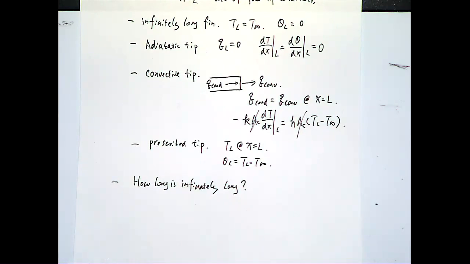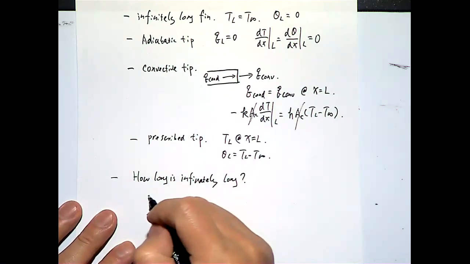This discussion considers that the infinitely long tip is a special case of the adiabatic tip. If you have an infinitely long tip, at the end of the length the tip temperature will be the same as the ambient temperature, right? Which means the heat transfer must be zero there. So the infinitely long tip is a special case of the adiabatic tip. That's an understanding we want to have.